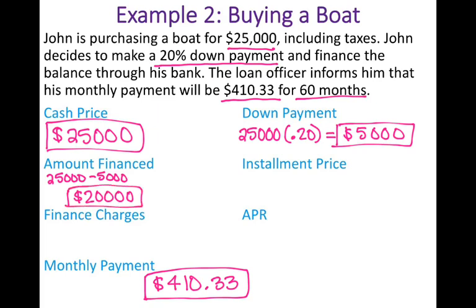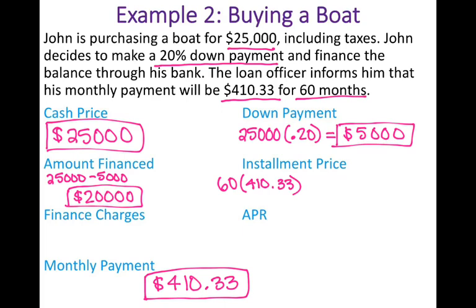And of course, to figure out the installment price, we will need to figure out the finance charges. Actually, you don't have to do that for this problem. So for the installment price, since we already have the monthly payment, we're kind of working backwards. What I'm going to do is take my number of monthly payments. So I have 60 monthly payments of $410.33. And that's how much I am paying throughout those 60 months.